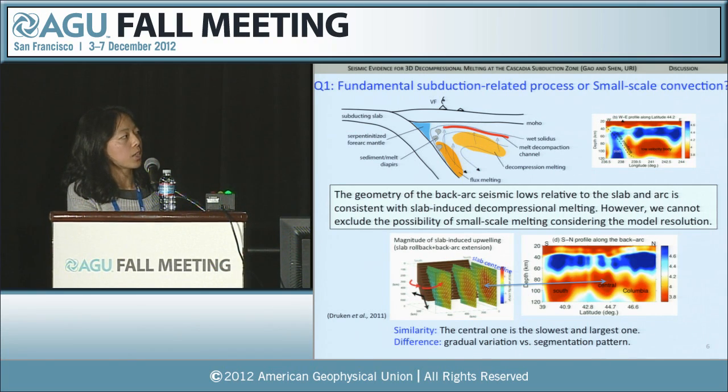decreases to the edge of the slab, which is consistent with what we observed for the low velocity, where the central wedge is the biggest and the slowest. But the difference is the decreasing trend from the experiment is gradual, and our three low velocity volumes are segmented. So what caused the segmentation of the low velocity volumes?